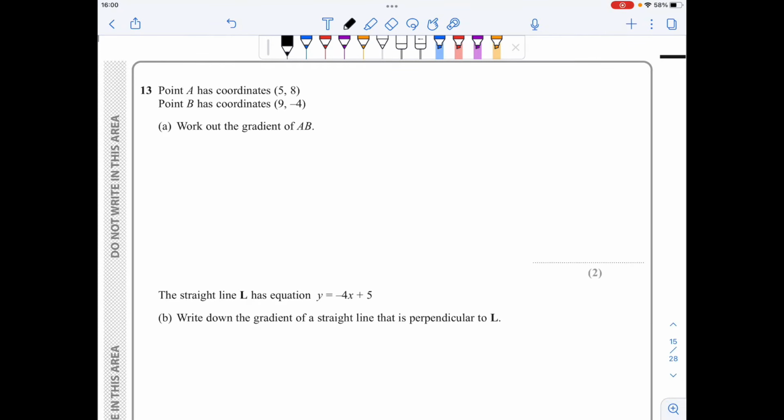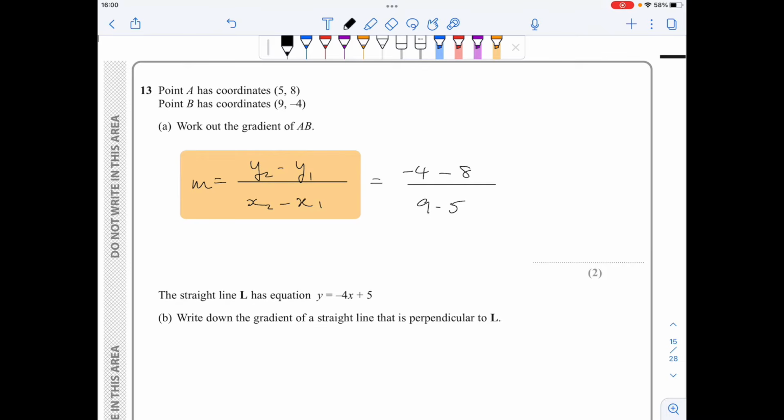For part A of question 13, I'll use the following formula. Let's plug in the values. So I get minus 4 minus 8 in the numerator, 9 minus 5 in the denominator. This comes out to be minus 3.